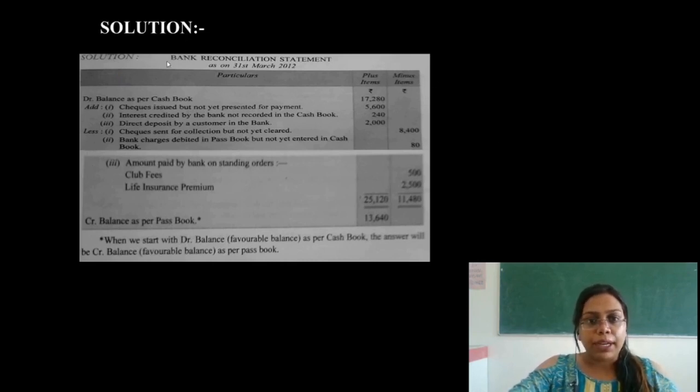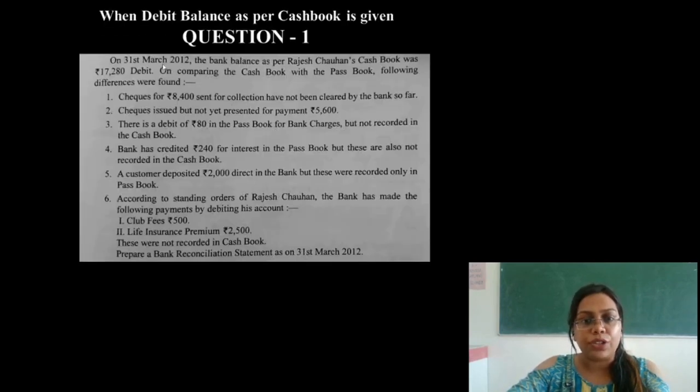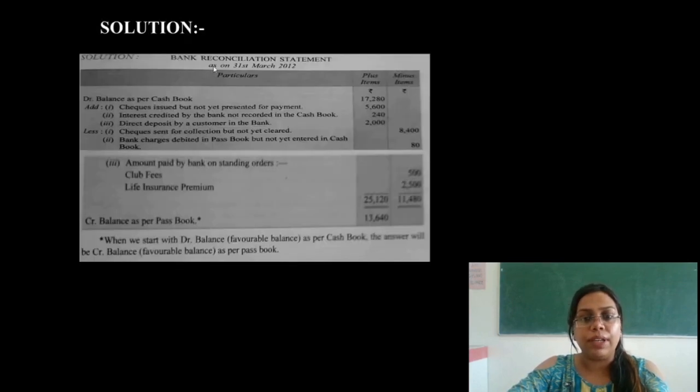Before making a table, we will have to write "Bank Reconciliation Statement as on 31st March 2012." This date is given in the question, so we will write as on 31st March 2012.